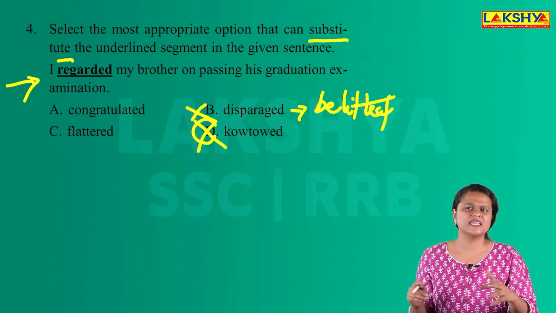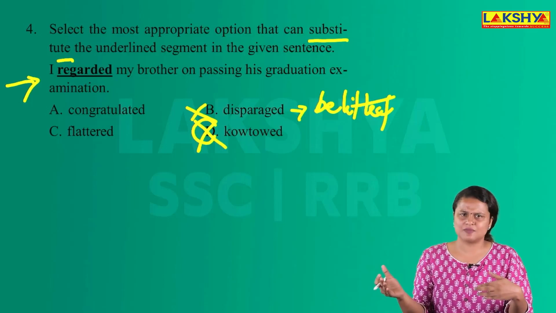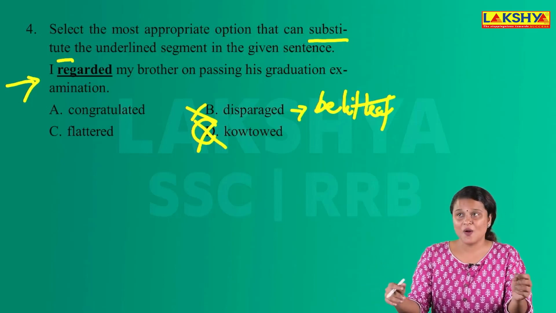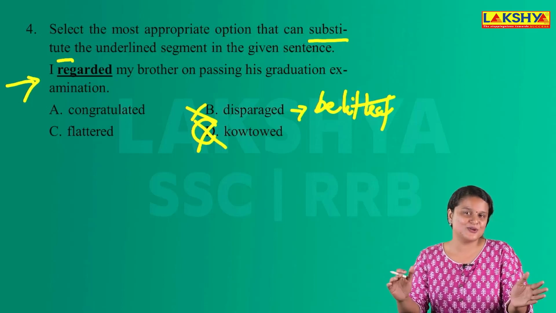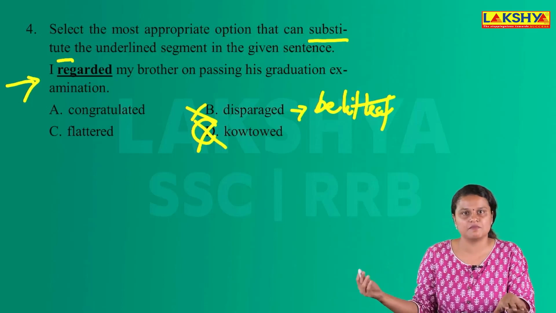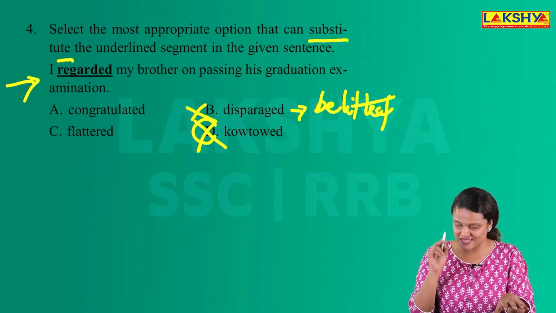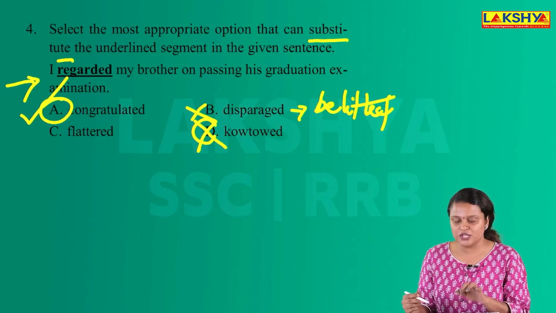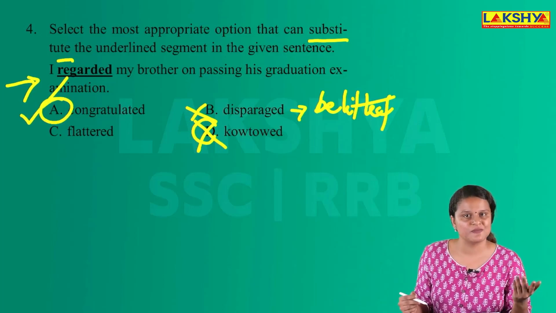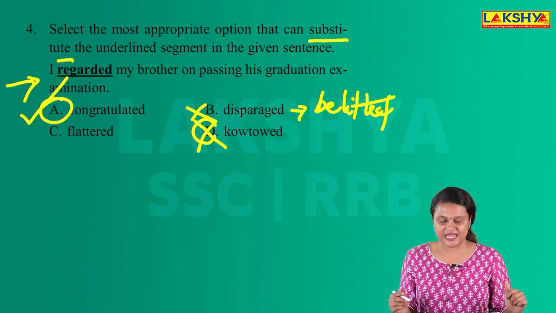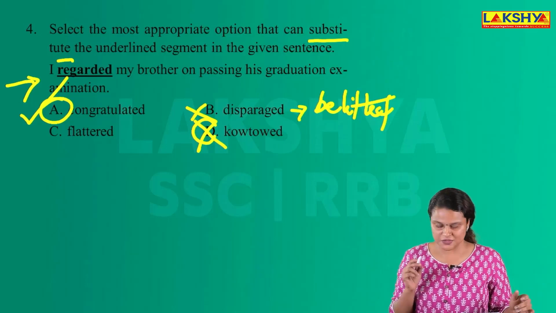Flatter means you're trying to please someone, to gain something, or just for the sake of it, flattering someone. Okay, oh, you look so pretty tonight, or you look so beautiful right now. These are flatteries that really don't have much to them. So the answer is what? Yes, now you might have guessed it. The answer is congratulated. So you can use congratulated instead of regarded. So, I congratulated my brother on passing his graduation examination. Clear? So that's how it is.